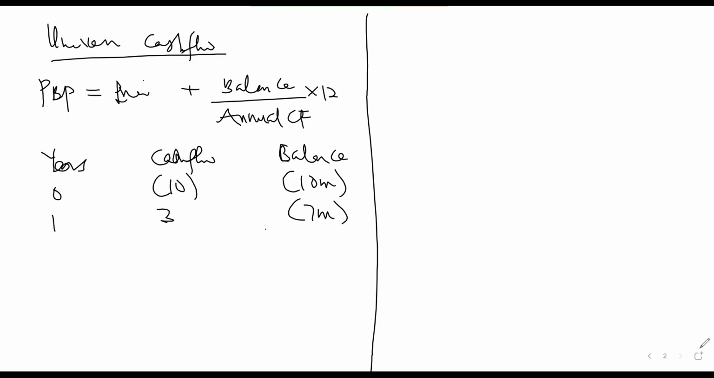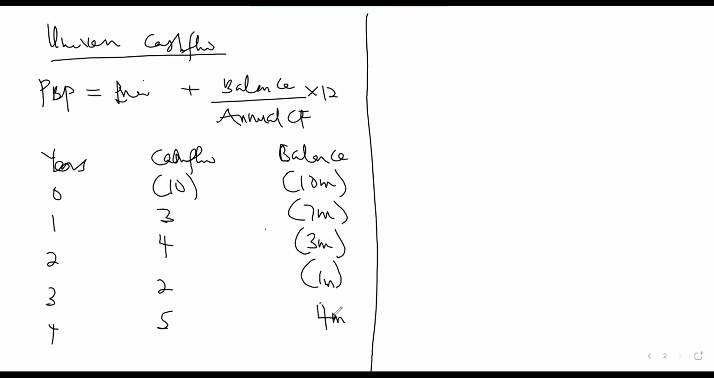Am I correct? Okay, year 2, we are having maybe 4 million. What will be the balance? 3 million. Okay, year 3, we are having 2 million. What will be the balance? 1 million. Okay, year 4, we now have 5 million. So what will be the balance over here? The balance will now be positive 4 million.